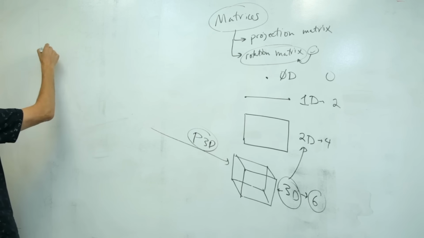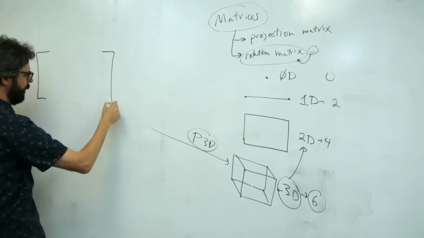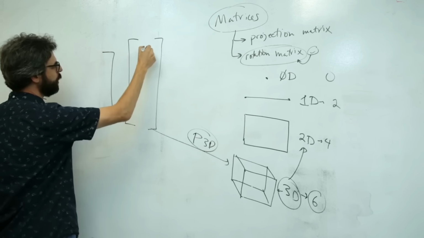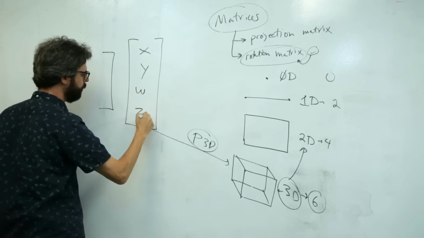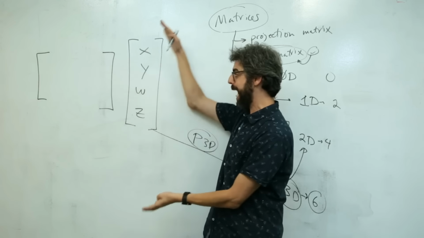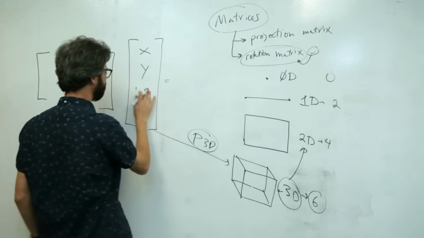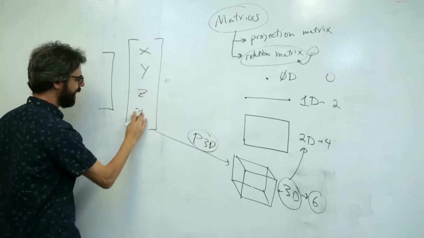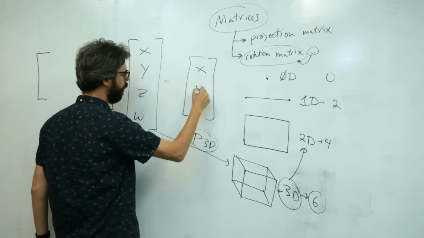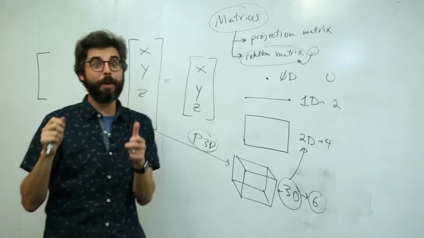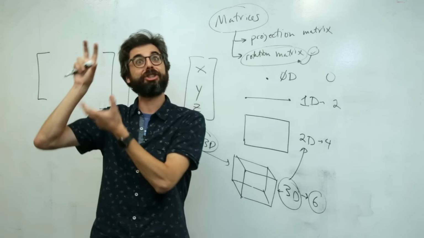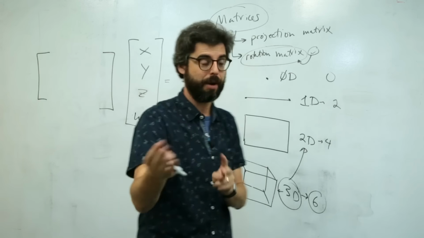So I'm going to create a projection matrix for a 4D point. This is the point x, y, z, w. The projection matrix takes a 4D point and projects it into something that I can draw into 3D, x, y, z. The idea is I want to look at the shadow of the 4D object in 3D, just like I might look at the shadow of a 3D object in 2D.